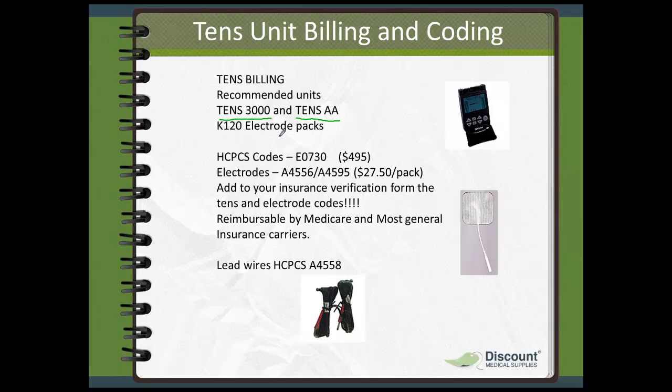As far as electrodes, they come in many different shapes and sizes. Electrodes come in circle, square, rectangle, and butterfly. It really depends on the area of the body you're looking at.